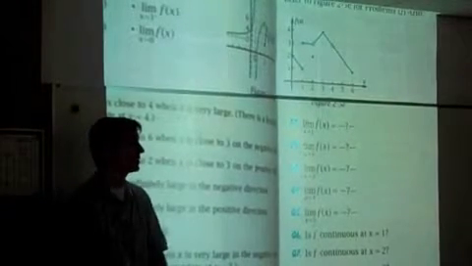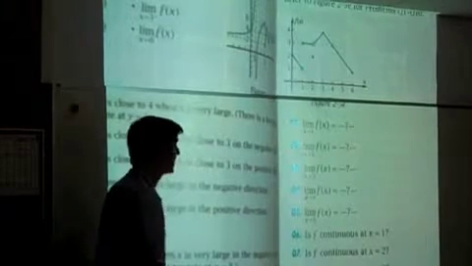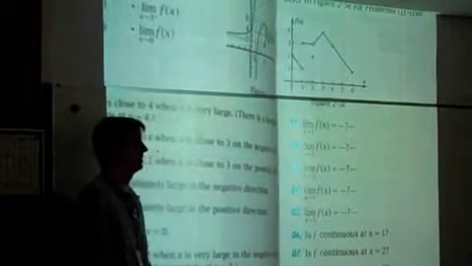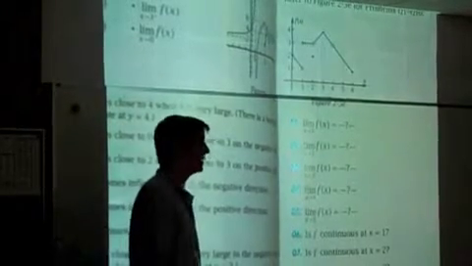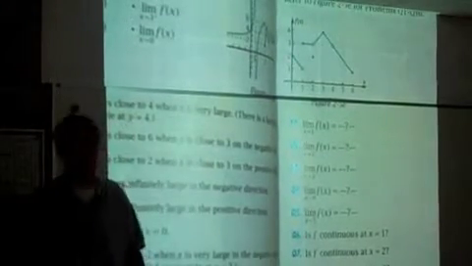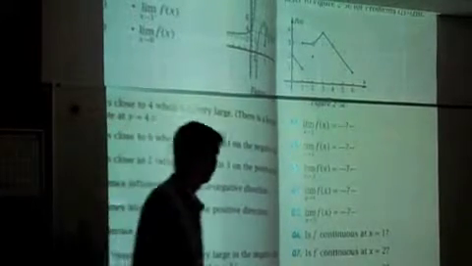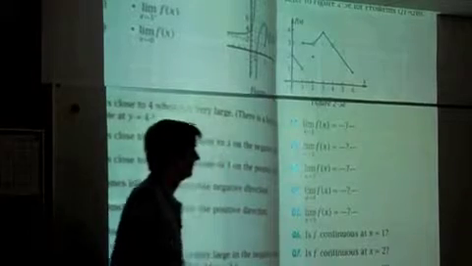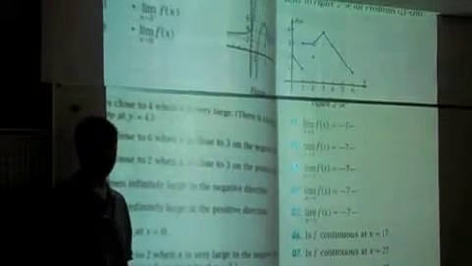What's the limit as x approaches 6 from the left? 1. I would agree with that. What's the limit as x approaches 6 from the right? In order for a limit to exist, the limit from the left has to equal the limit from the right. What's the limit as x approaches 6? It's not the same from the right. What is the limit as x approaches 6 from the right?